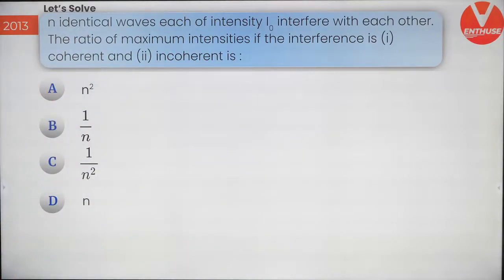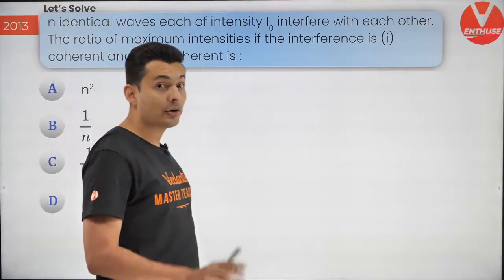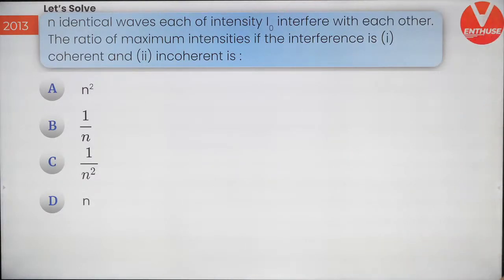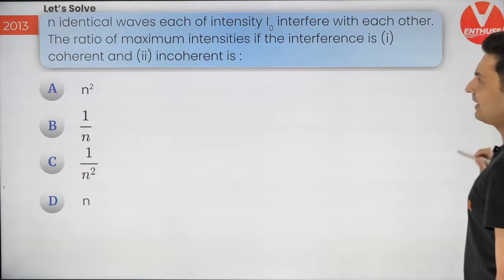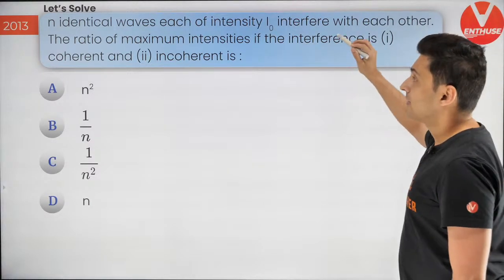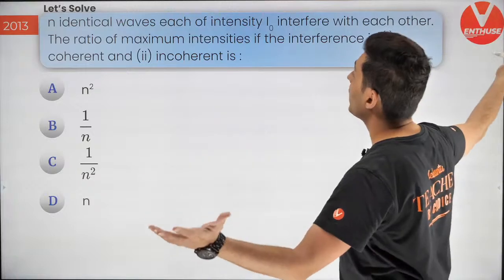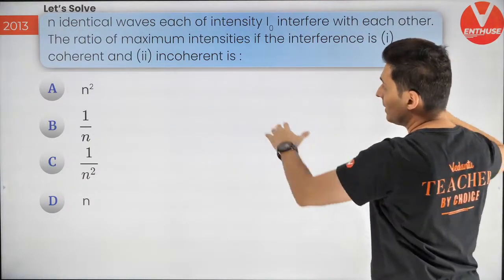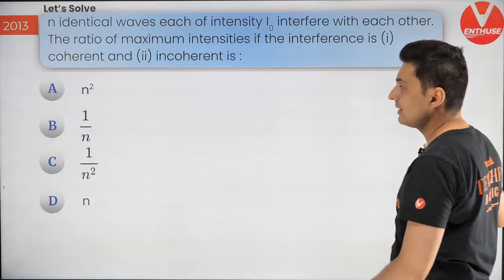Come on. Let's do this. Beautiful question on coherent as well as incoherent sources. Let's see how to do this problem. Now, n waves, identical waves of equal intensity interfere. First time coherently, second time incoherently. What is the ratio of the resultant intensity?